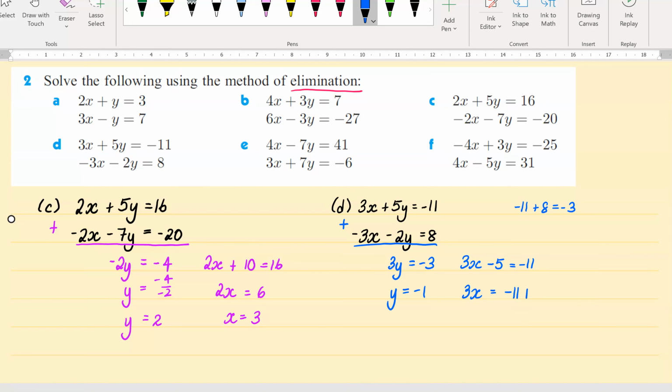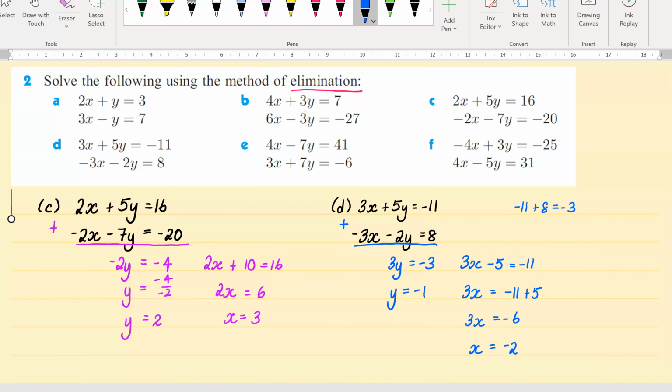To get rid of a take 5, we're going to plus 5. So 3x equals minus 6. Get rid of a times 3, divide by 3, x equals minus 2. Right, check, move on. Now at this point, I'm getting a little bit tired of checking.